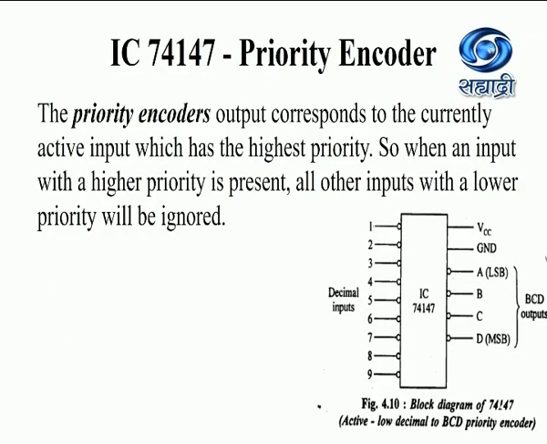So the first IC which is used as encoder is the priority encoder, and the number is IC 74147. This is a type of TTL IC. So why is it called priority encoder?